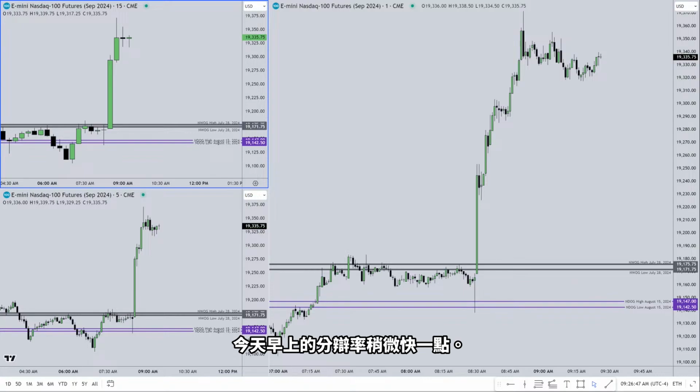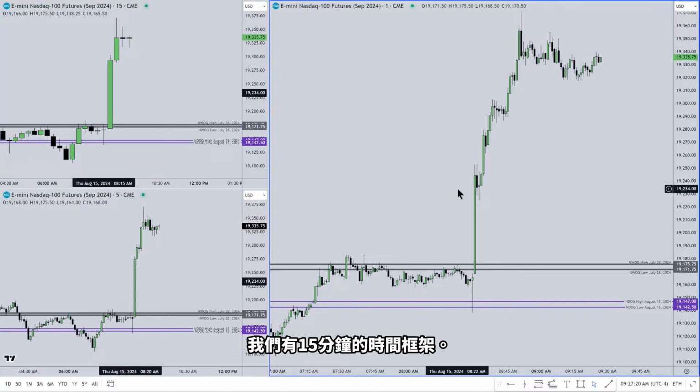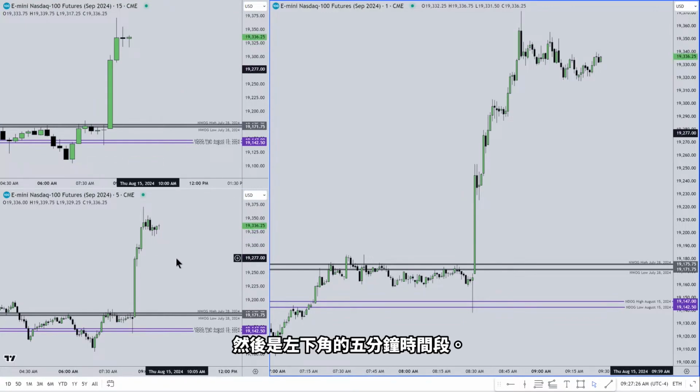Hope you're doing well. So obviously we are in the Thursday trading session for indices. Our focus has been on the NASDAQ, as you can see on the right hand side. That is a 1 minute chart reacting off of some random level for the new day opening gap. And upper left hand corner, we have the 15-minute time frame, and then the 5-minute time frame in the lower left.